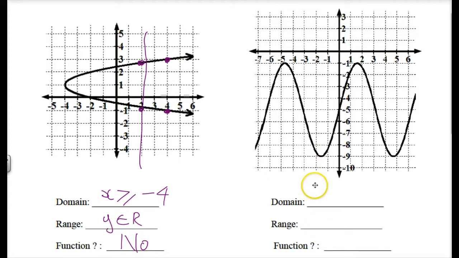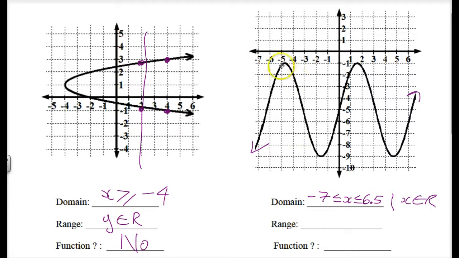Domain. We don't have arrows, but I know this kind of function, and it really should have arrows. Without arrows, it would look like this: negative 7 less than or equal to x less than or equal to 6.5, let's say. Truly, this is x belongs to the reals.